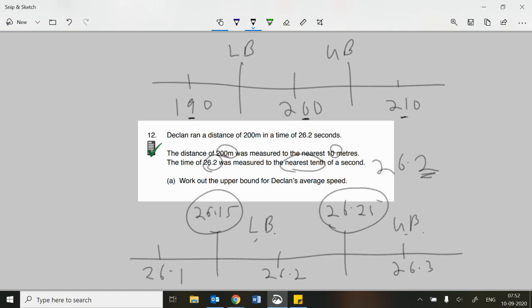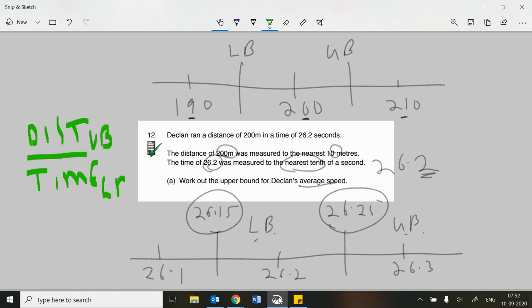Okay. So then you actually have to work out an average speed, and that becomes a more complicated question. For an upper bound of the average speed, you'd need to do distance divided by time. But to get the biggest answer possible, we'd need to use the upper bound of the distance and divide by the smallest possible number in this case. So you'd need to do this number, 205, divided by the smallest possible number, which would be 26.15.